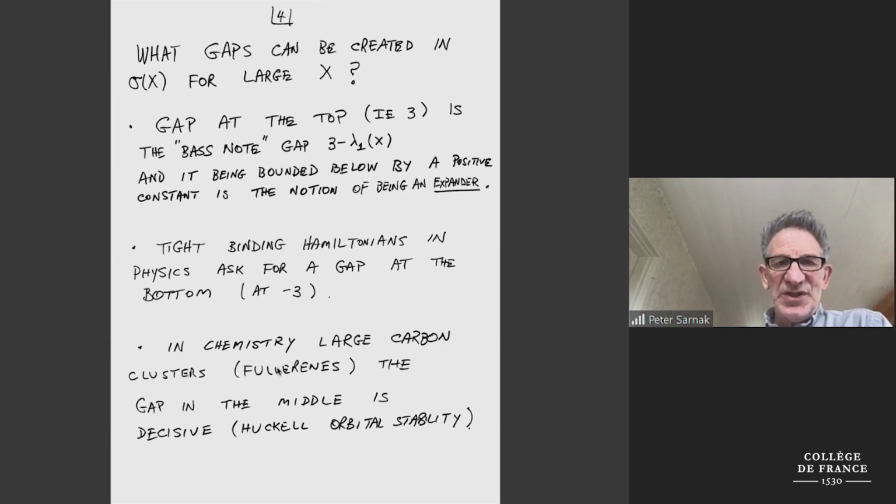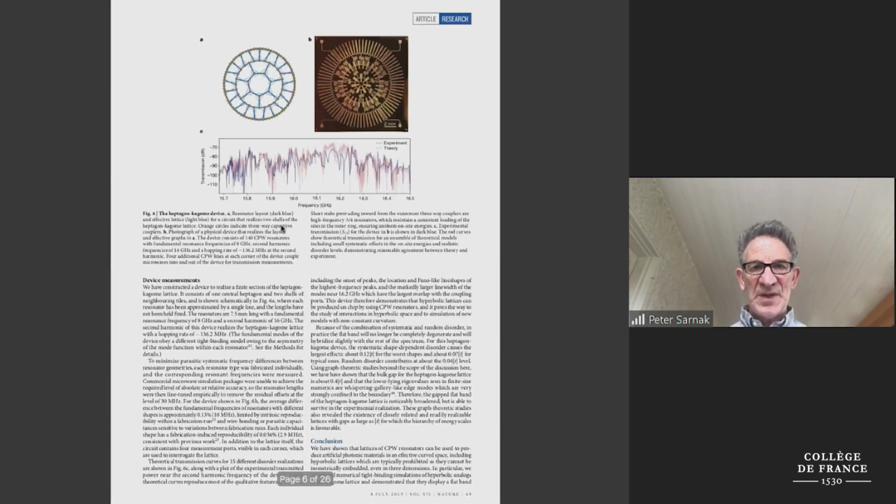So once you see this, you must ask yourself, well, there's the gap at the top, there's the gap at the bottom, there's a gap in the middle. What gaps can we create? That's the question I want to answer. And this can be asked for any uniform geometry and should be asked for any uniform geometry. And we understand a few things, but much of it still remains open.